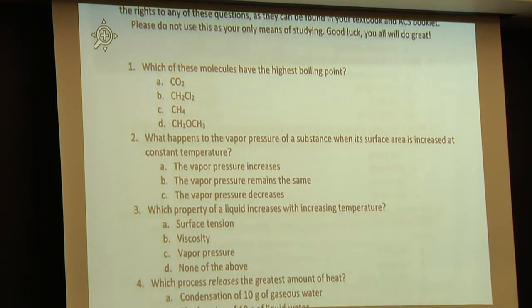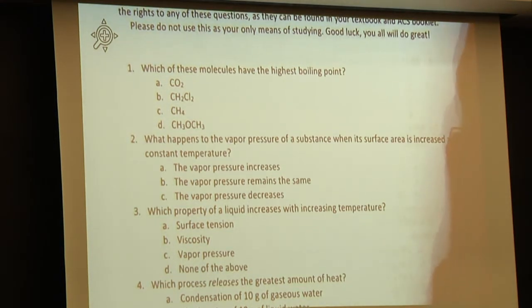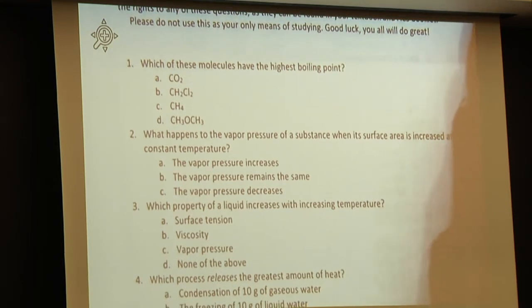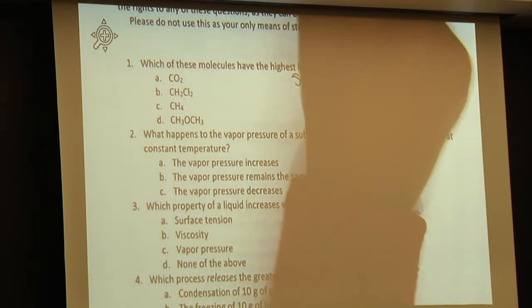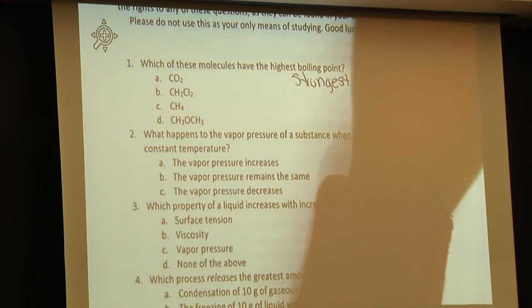All right, so the first question, which of these molecules have the highest boiling point? Does anyone know? So what are we looking for when we're looking at boiling point? Yes, we're going to look at the strongest intermolecular force. So let's look for strongest IMF.